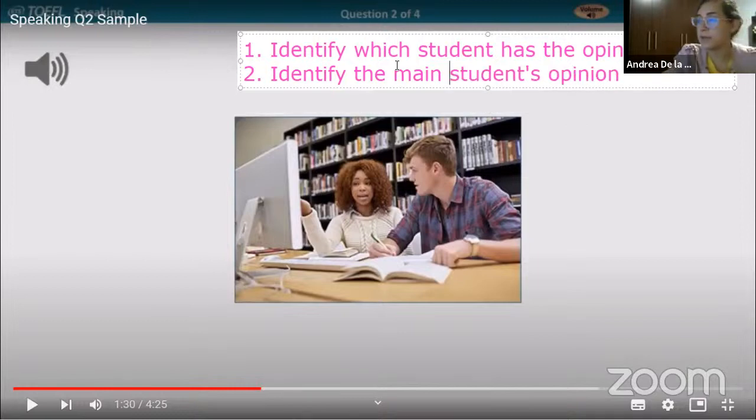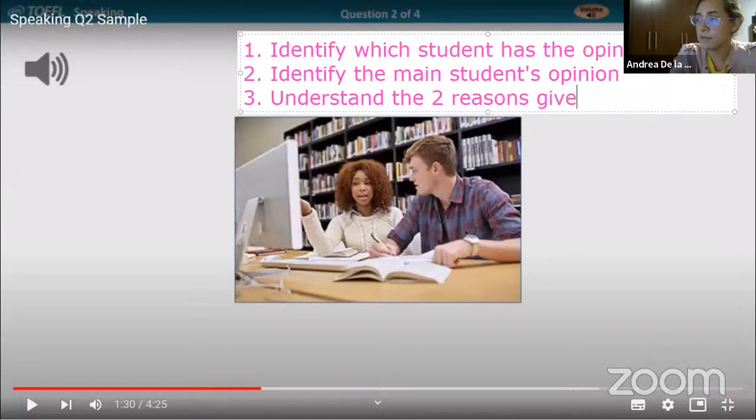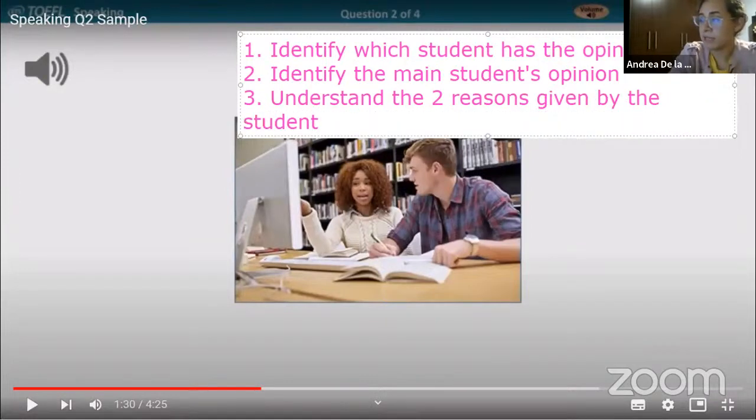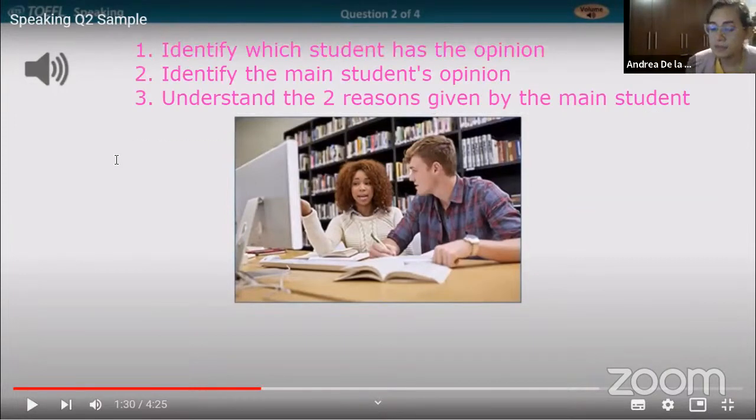And the third and final thing that you guys have to do when listening is understand the two reasons given by the main student, right? Now, the thing is, this student that is in favor or against the change will provide two other reasons why he or she is against or in favor of this change. So aside from the reasons that we already read in the article, one of these students will give you two other reasons, either in favor or against that change. And your job is to try to see what those are and obviously to take notes, all right? You have to take notes about all of these.